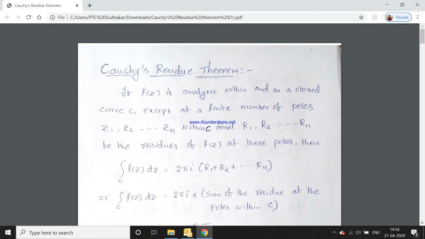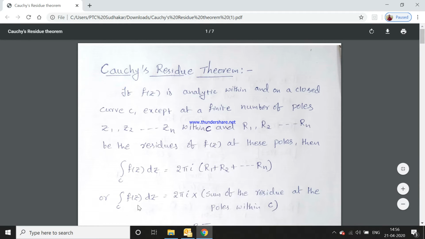The statement of Cauchy's residue theorem is: if f(z) is analytic within and on a closed curve C except at a finite number of poles z1, z2, and so on up to zn within C, and r1, r2, and so on up to rn are the residues of f(z) at these poles, then the integral over C of f(z) dz is equal to 2 pi i times (r1 plus r2 plus so on rn), or the integral over C of f(z) dz is equal to 2 pi i times the sum of the residues at the poles within C.